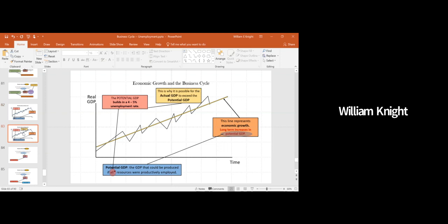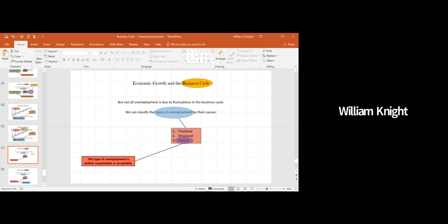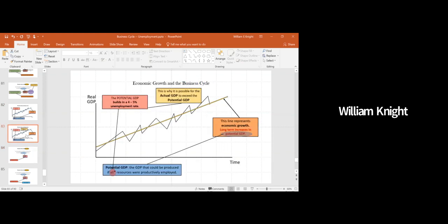So, this is why it is possible for the actual GDP to exceed the potential GDP. If the unemployment rate drops below 4%, then the actual GDP is going to be greater than the potential GDP. Let me repeat that. If the actual unemployment rate falls below 4%, then the actual GDP will exceed the potential GDP, because the potential GDP assumes an unemployment rate of 4%.